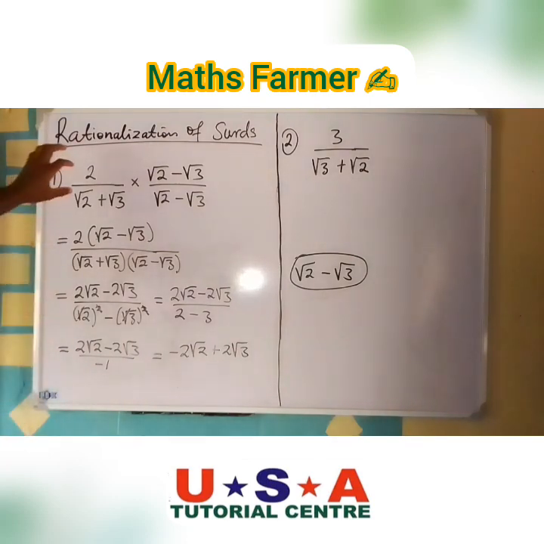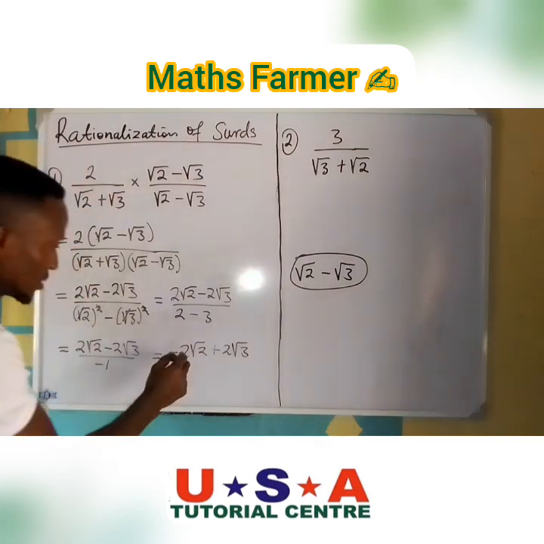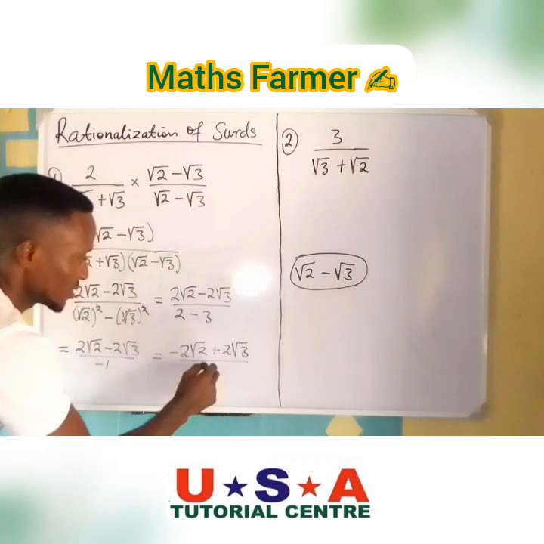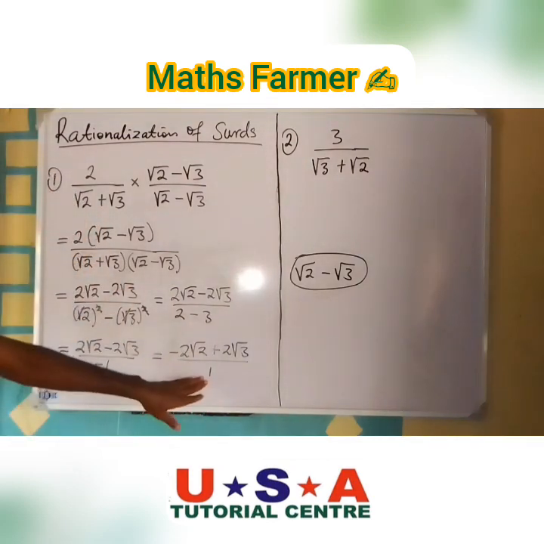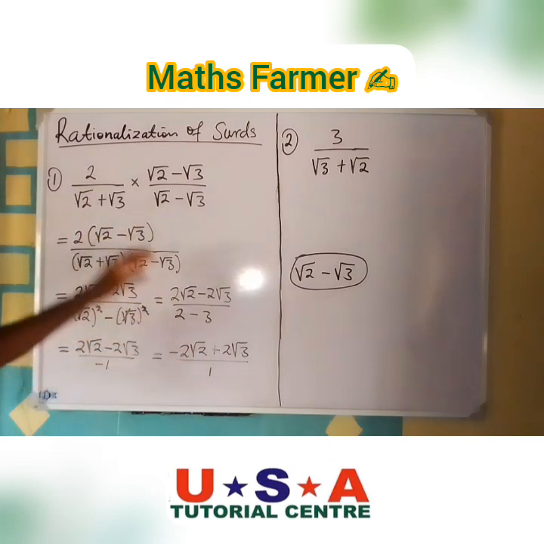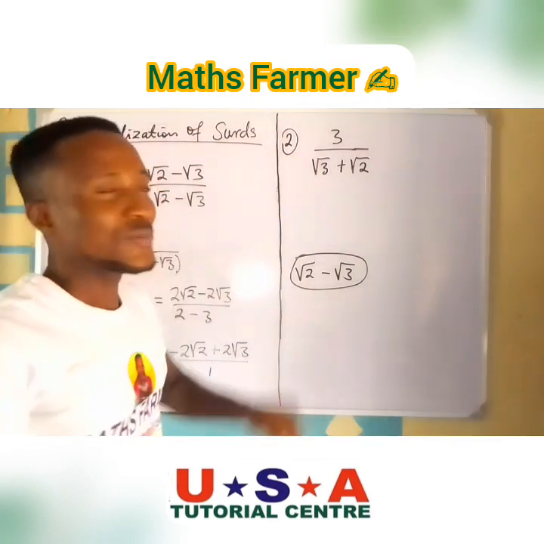So when we rationalize the expression 2 over square root of 2 plus square root of 3, we get this expression over 1, which is the expression on the board. If you watch, the denominator is now 1. It is a rational number, whereas before there were irrational numbers.